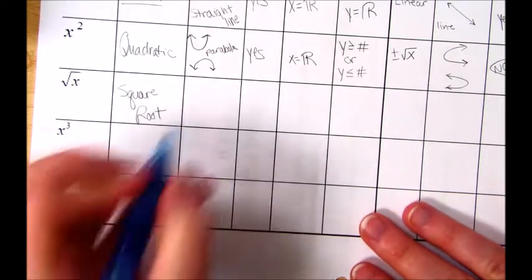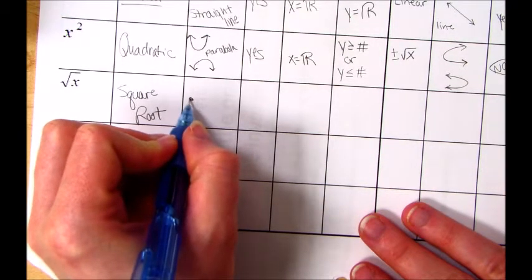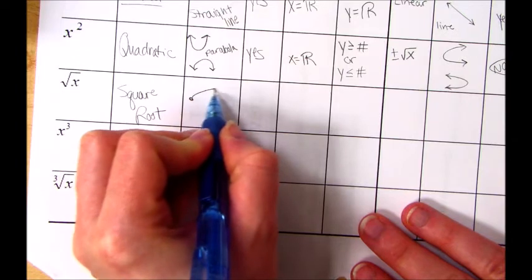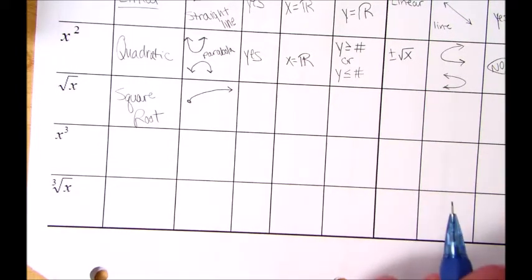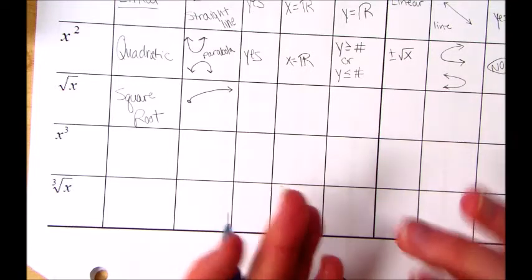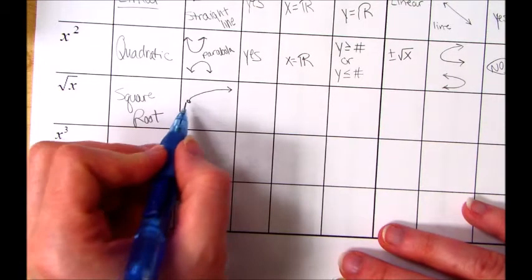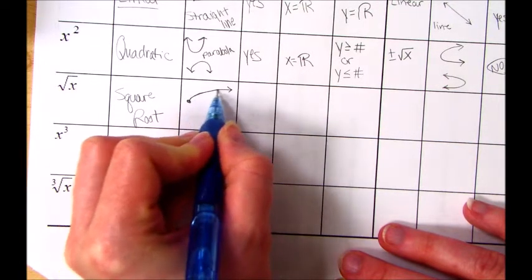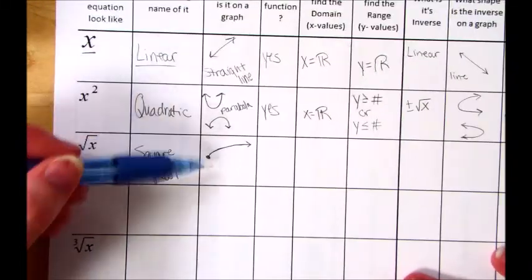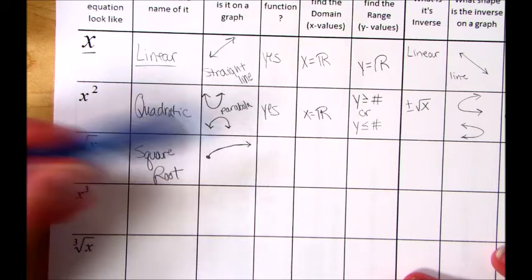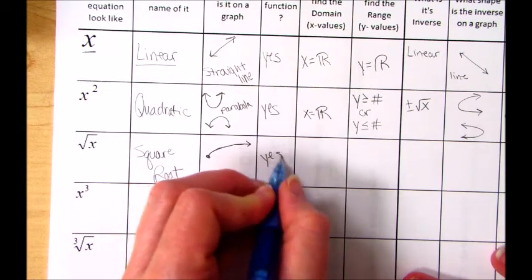And square root functions always have a starting point, and then they go somewhere. So they pretty much look like half of a parabola on a graph. They might open up, they might open down, they might open left, they might open right, but as long as you know they have a starting point and they look like half of a parabola on a graph. Is this a function? Yep. If I were to draw a vertical line through here, it would only touch once.